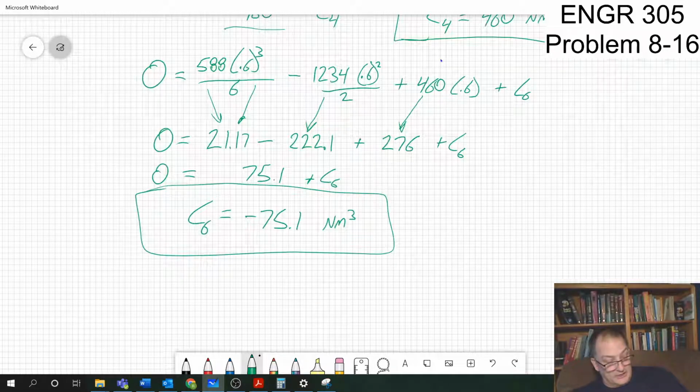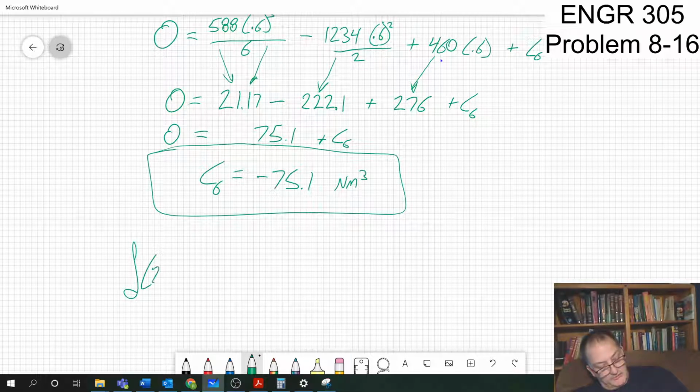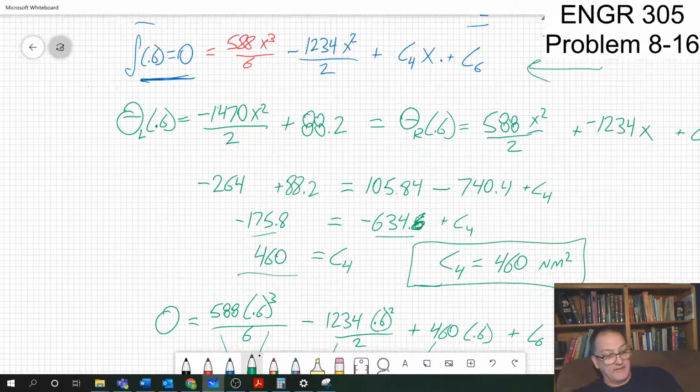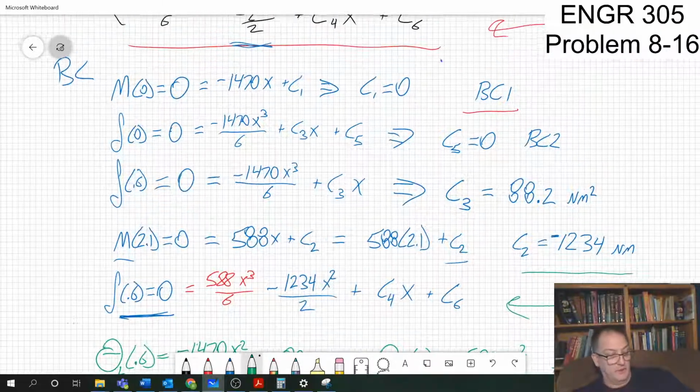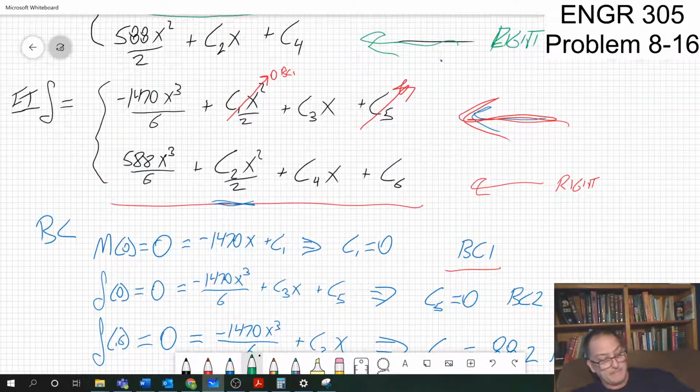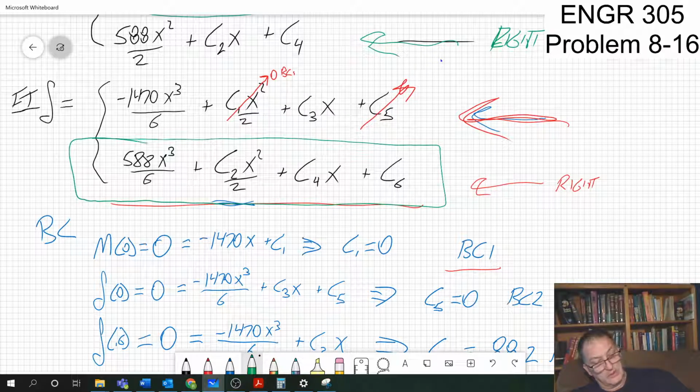So now we're looking at the deflection. We want to know the deflection at 2.1. That's equal to, I have this equation right here. Oh, it's way back, isn't it? It's not even there yet. It's way back here. And now I can punch in all the constants and get to where I needed to be.